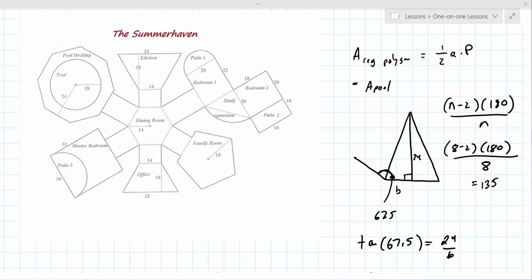Bedroom 1 is just base times height. I'm really shocked that they're having you do these in here. Now the study and the aquarium we'll have to do a little bit more work on, but bedroom number 2 is area equals base times height. Patio number 2, area equals base times height again.